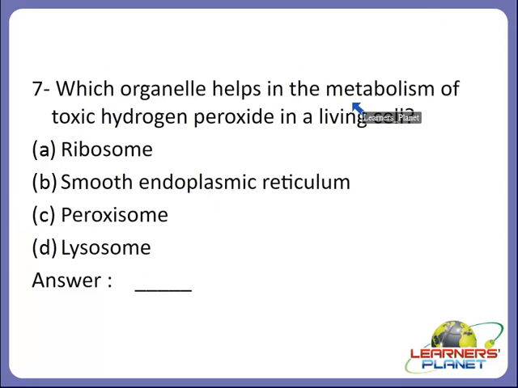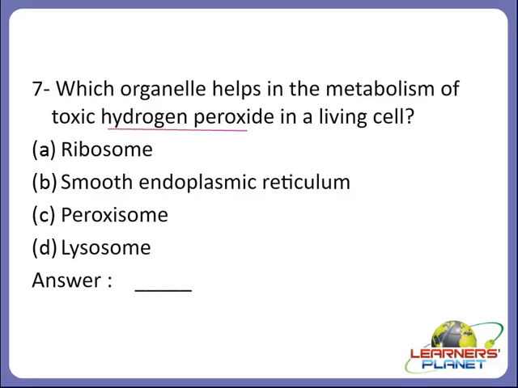Which organelle helps in the metabolism of toxic hydrogen peroxide in our living cell? This hydrogen peroxide is a very dangerous byproduct which is produced during some of the metabolic reactions, especially in the liver and the kidney. So this hydrogen peroxide has the formula H2O2, which is something similar to H2O. Now H2O is water and is essentially required for life.